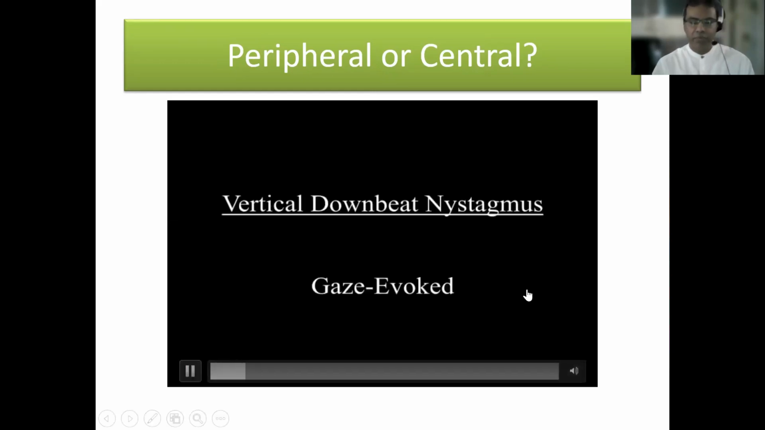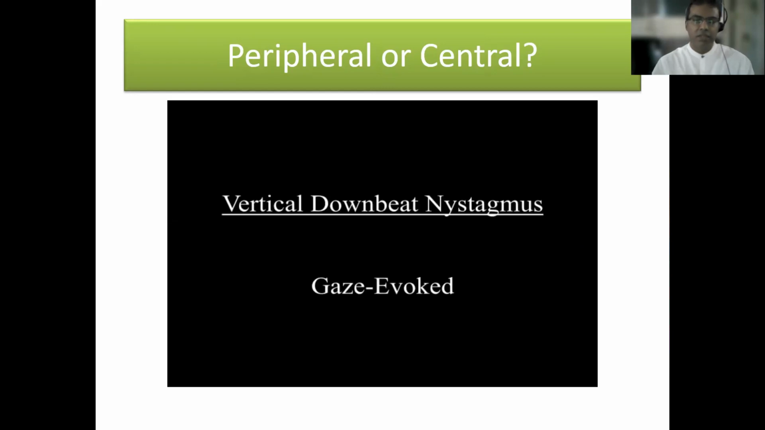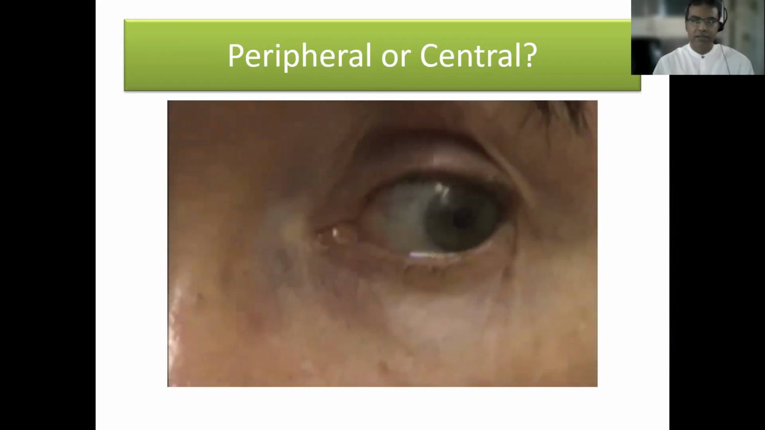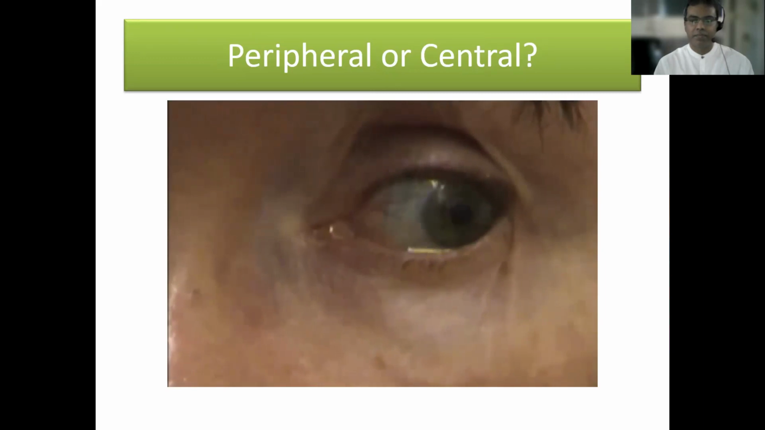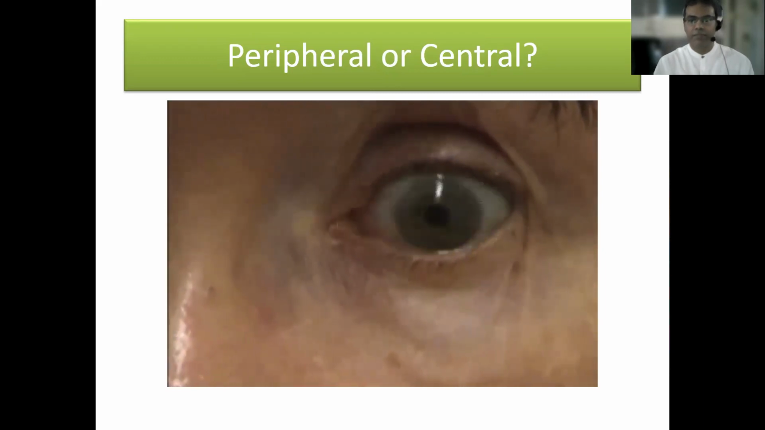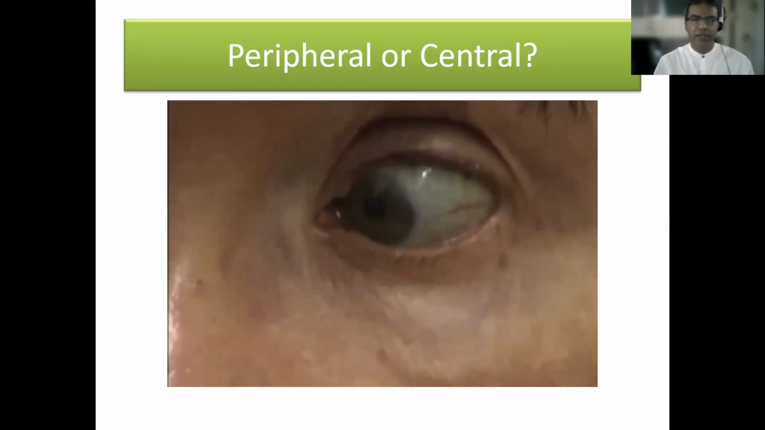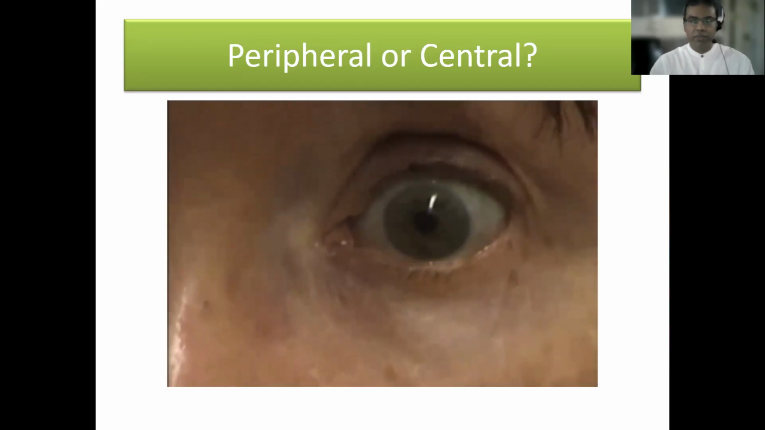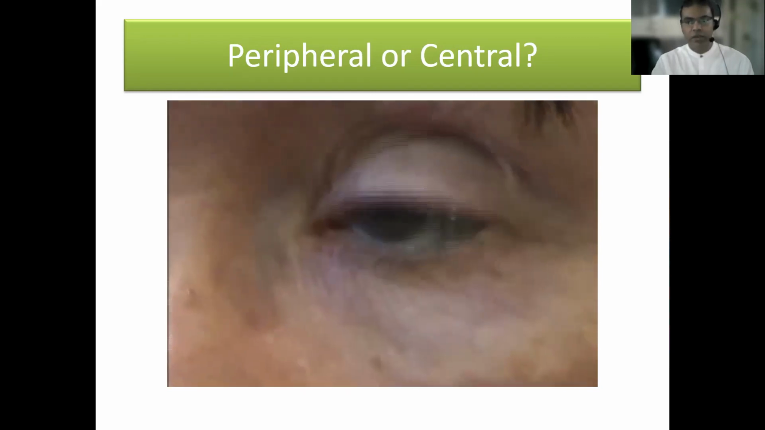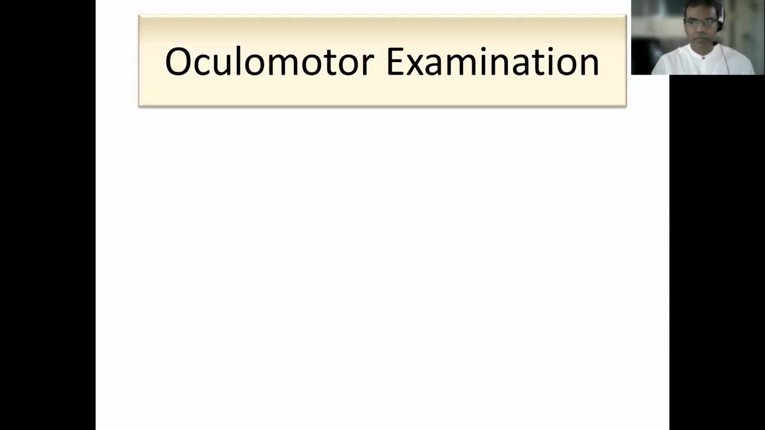Okay, let's say we have a patient presenting with nystagmus like this. Is it vertical? Is it horizontal? It's vertical and it is gaze evoked. When the patient looks to the left, there's downbeating nystagmus. The patient looks to the right, there's vertical downbeating nystagmus. So again, this signifies a central pathology.